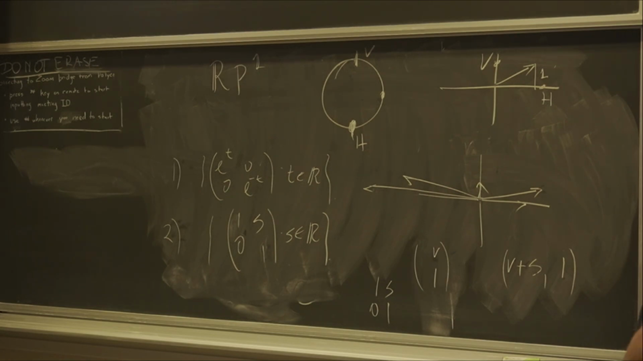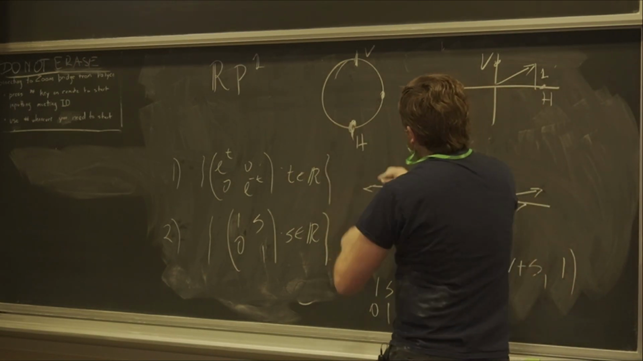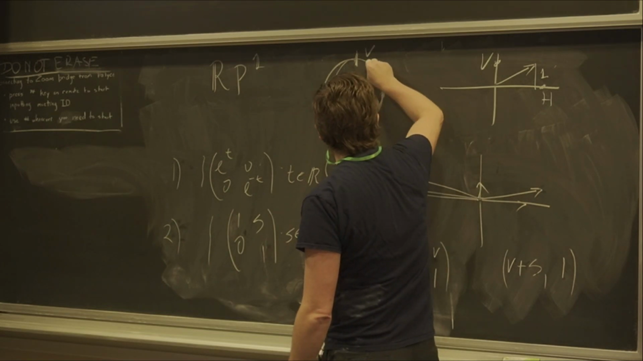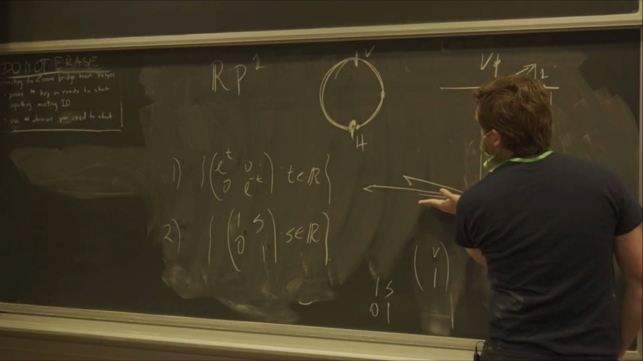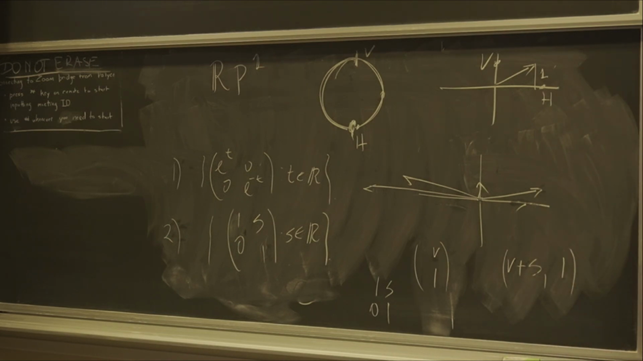So that's how you act here. So you have only one fixed point. Any other element just goes all the way around from the horizontal to the horizontal, when you go from minus infinity to plus infinity, or from plus infinity to minus infinity.